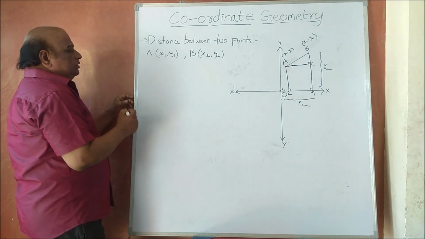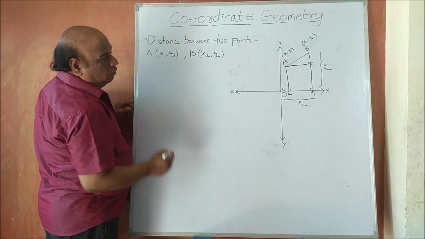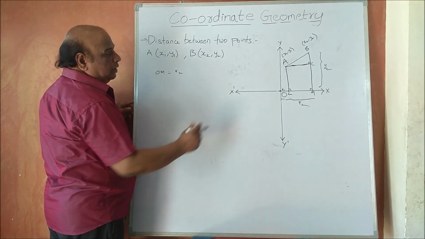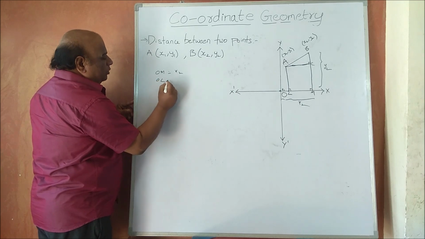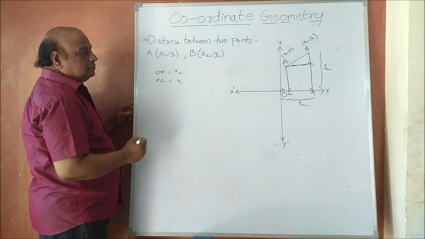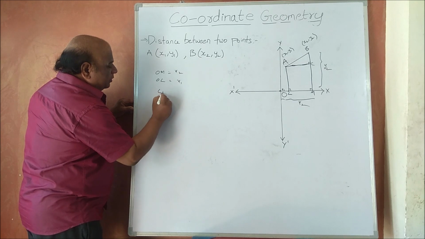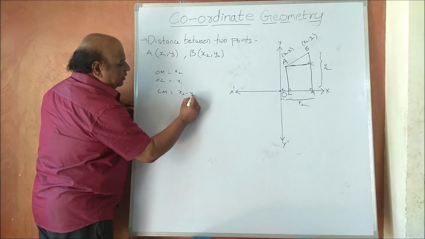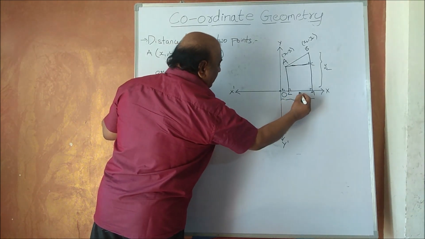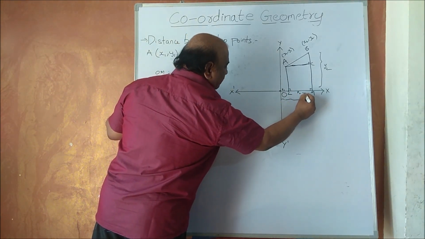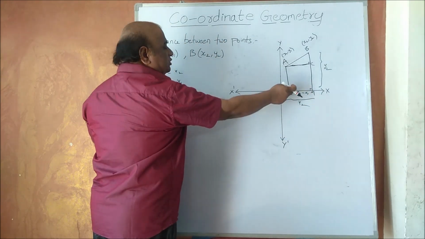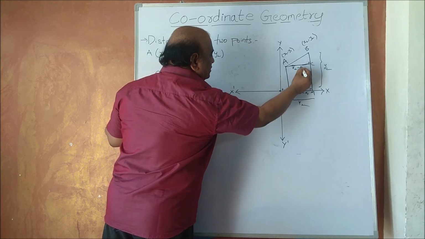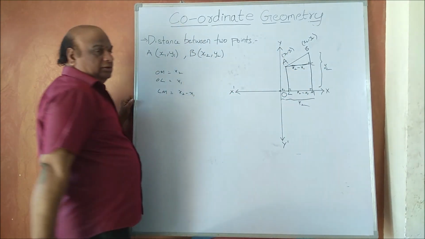Now I will write OM is equal to x2 and OL is equal to x1. What about LM? LM is equal to x2 minus x1. So we got this distance LM, x2 minus x1. Here these two are equal lines, so this is also x2 minus x1.